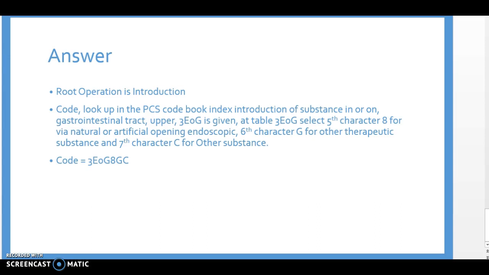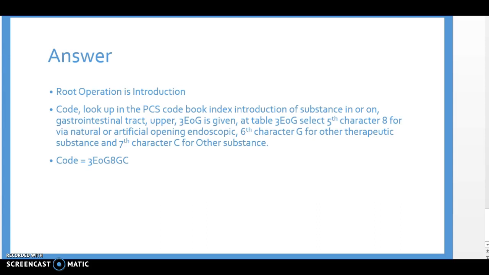So if you open up your PCS codebook, in the index you're going to go to introduction of substance, in or on, and it was in the gastrointestinal tract. And because it was esophagogastroscopy, then we know it's upper, so we're going to pick upper. Then we see 3E0G by the term upper. We're going to go to table 3E0G, and we have to pick our 5th, 6th, and 7th character from there.